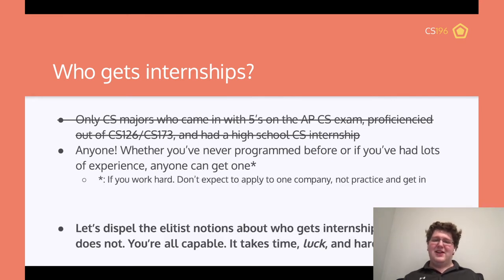You notice the asterisk there, as I said, if you work hard. Don't expect to apply to just one company and just show up to the interview in shorts and a t-shirt and just get a job, right? It's a little bit more work than that. But the point of this slide is to say that the elitism around basically who gets internships and who doesn't is completely false, right? Anyone has a shot at it. It's just how hard you work at it.